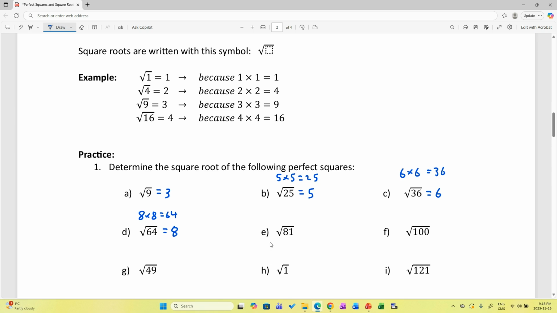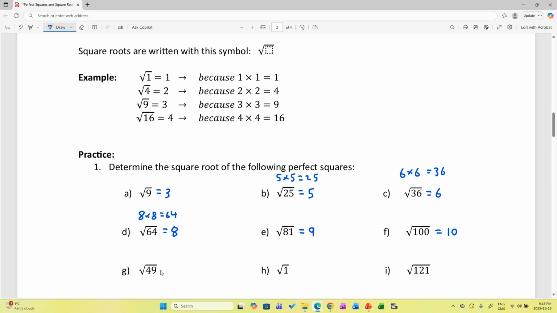Hopefully you're noticing a pattern. The square root of 81. What two numbers can multiply by itself to get to 81? 9 times 9. So, hence, the square root of 81 would just be 9. For the square root of 100, what two numbers can multiply by itself to get to 100? 10 times 10. Hence, the square root of 100 is just going to be 10.